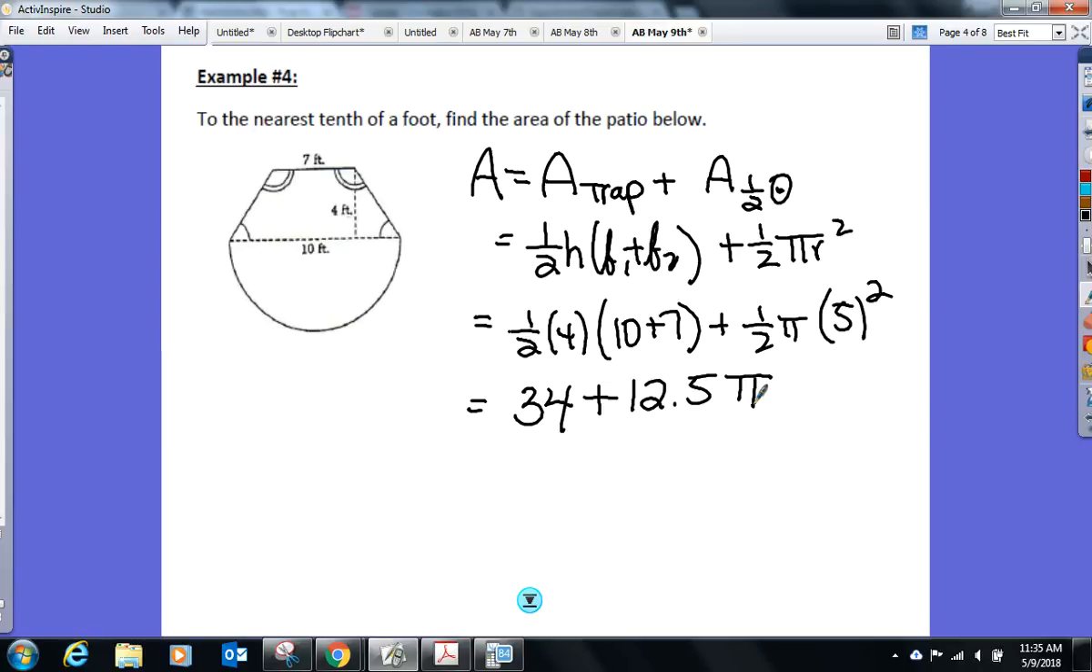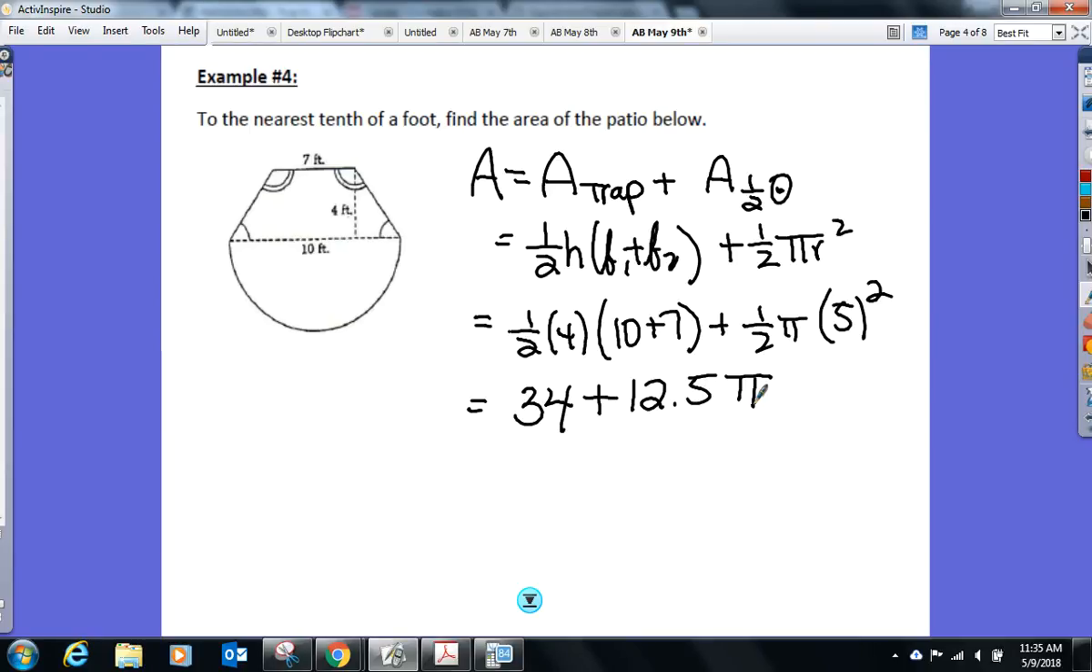Okay, hold on. Take your focus up here, please. I know it says round to the nearest 1/10 of a foot, which I'll do in a second. If, though, the direction said leave your answer in terms of pi, does anybody think you can combine these? Do you think I can combine 34 and 12.5 pi to get, let's see, 46.5 pi? No, you cannot combine them.